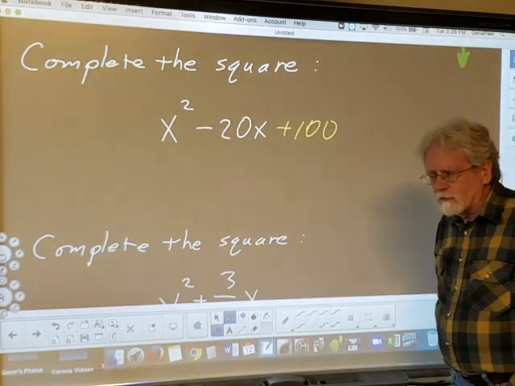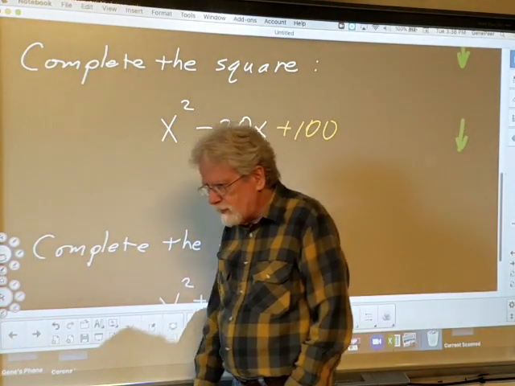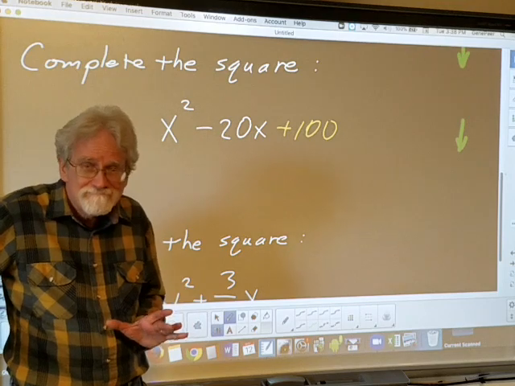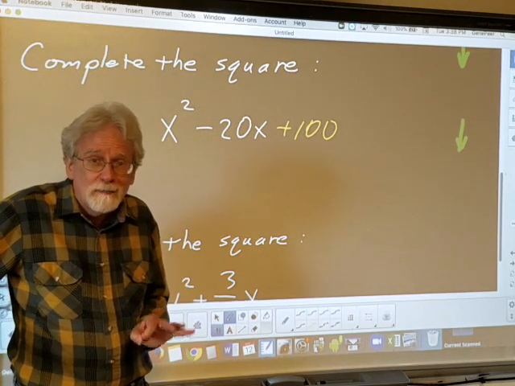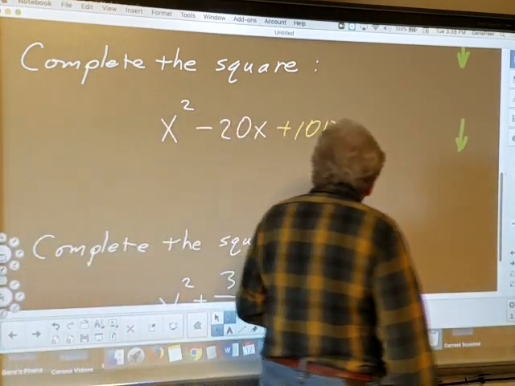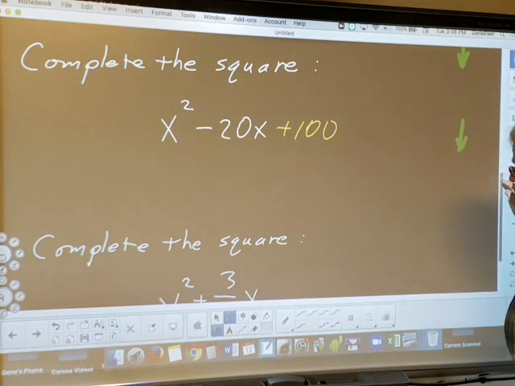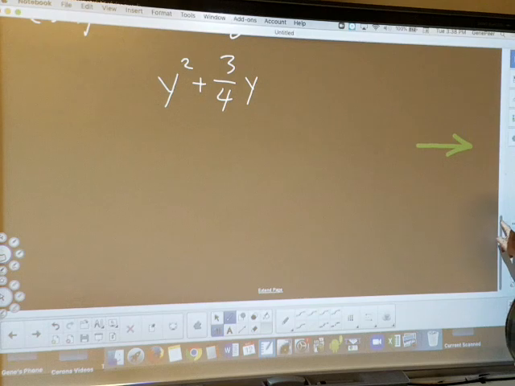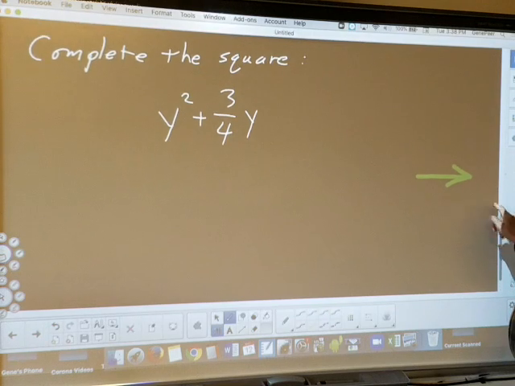Once you've completed the square, factoring becomes really easy because, well, we cheated. We rigged it to be easy by completing the square. Now this guy is a little trickier. Let's complete the square on this one.